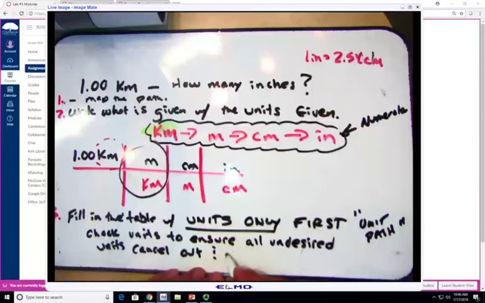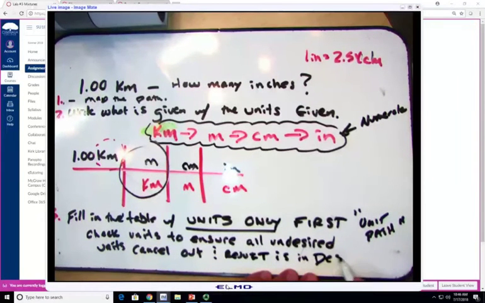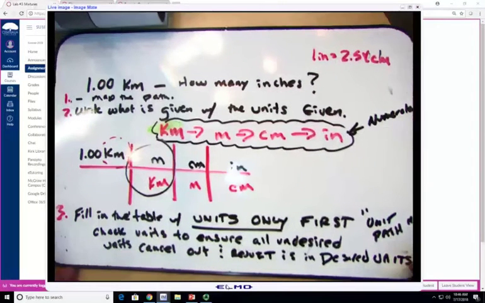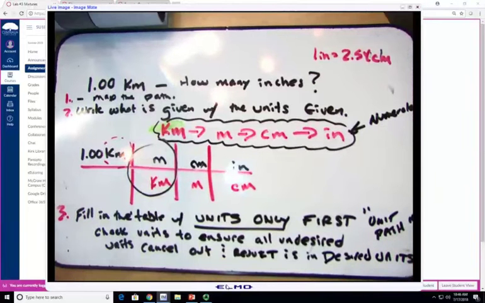And the result is in desired units. Okay? So that's the third step. So let's do that. So we filled in the table with the units.